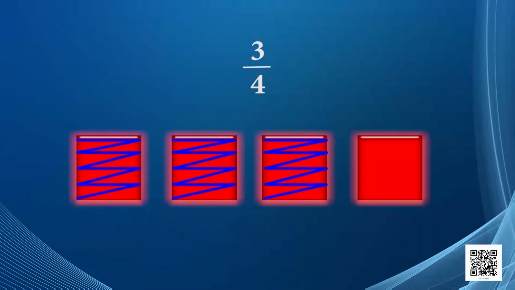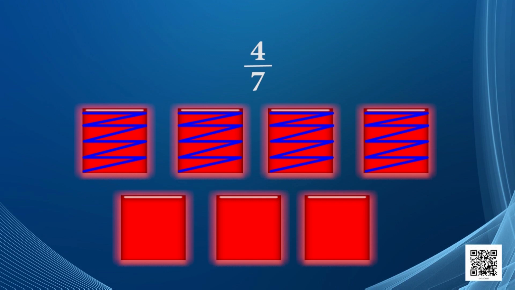What about 3 upon 4? How many boxes are there in total? 4. Out of which how many are shaded? 3. Is it half? No. You can see from the picture. So 3 upon 4 is not equivalent to 1 upon 2.